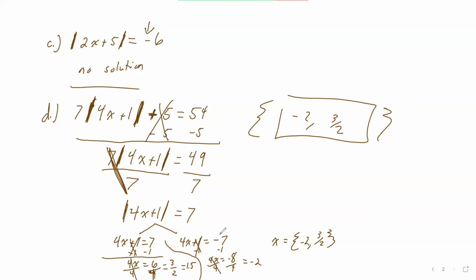Typically, the directions usually say least to greatest. If they don't, then technically you can write in any order. But a lot of times they'll say least to greatest. So I don't want you to get it wrong because you did all the work, but then you didn't put this in the correct order. It's like negative 2 is smaller than 3 halves.